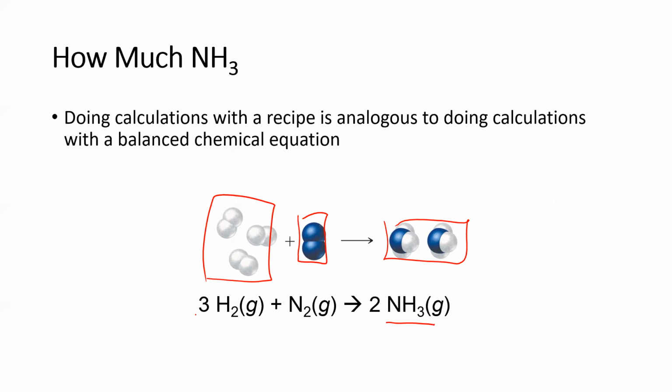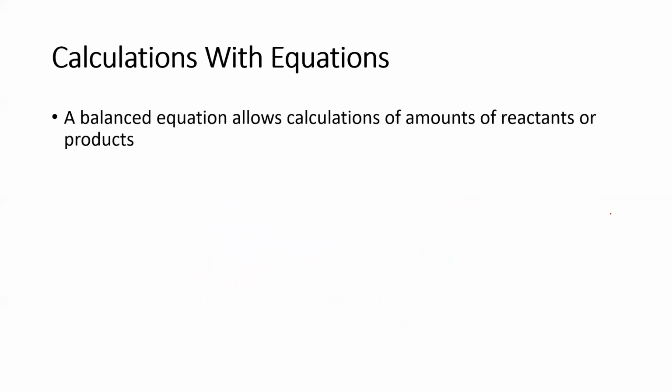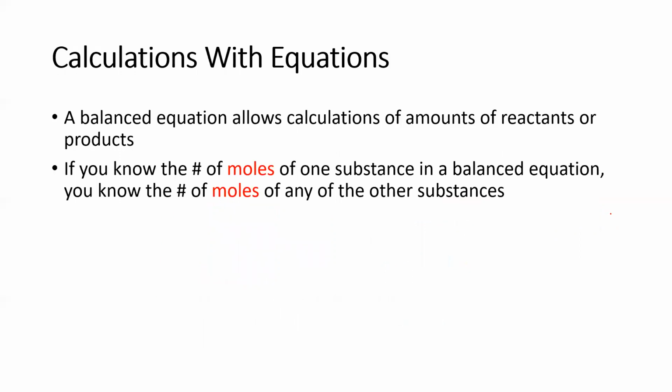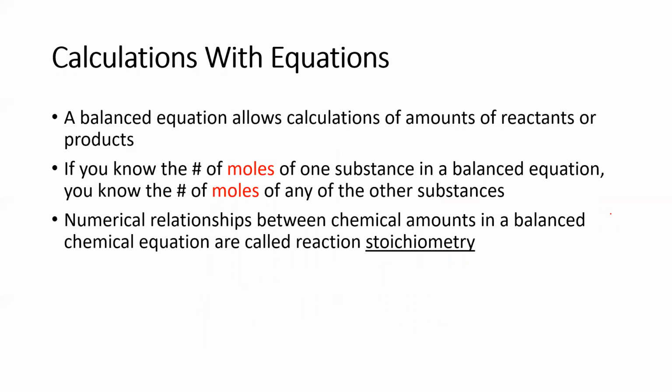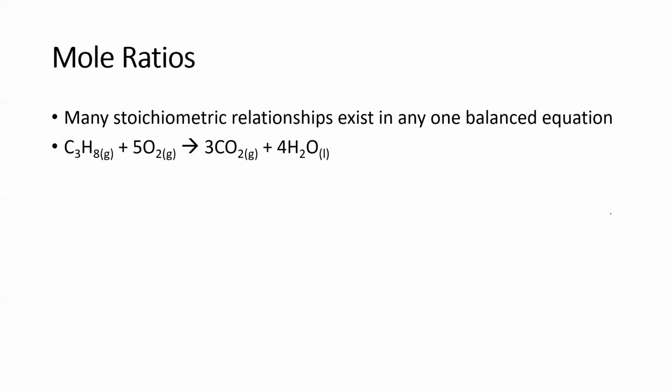So these balancing coefficients are really representing the integral part of stoichiometry, which I call mole ratios. So we're using our balanced chemical equations and our ratios as mole ratios to determine how much product is produced. Let's take a look. If I know the number of moles of one substance, then I can figure out the moles of another substance in an equation. This relationship is basically called stoich. It's a mole ratio.